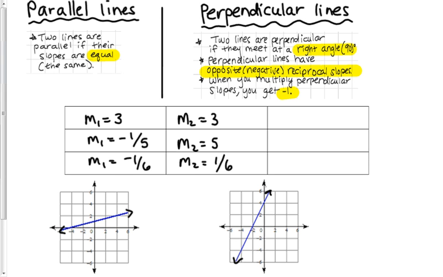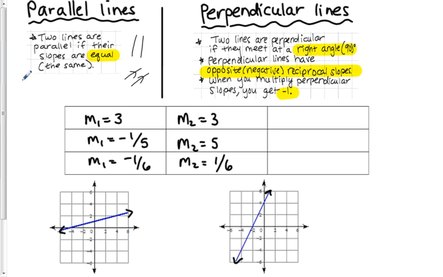Parallel and perpendicular lines. Two lines are parallel if their slopes are equal or the same. And remember, the symbol for parallel is kind of like a slanted 11. And if you have two lines that are parallel, there are arrows put on the lines to show that the two lines are parallel.